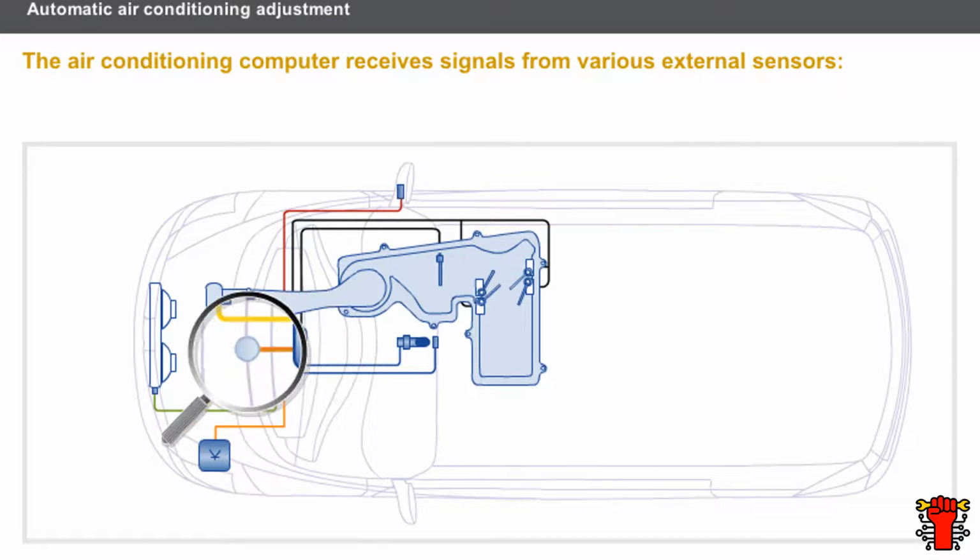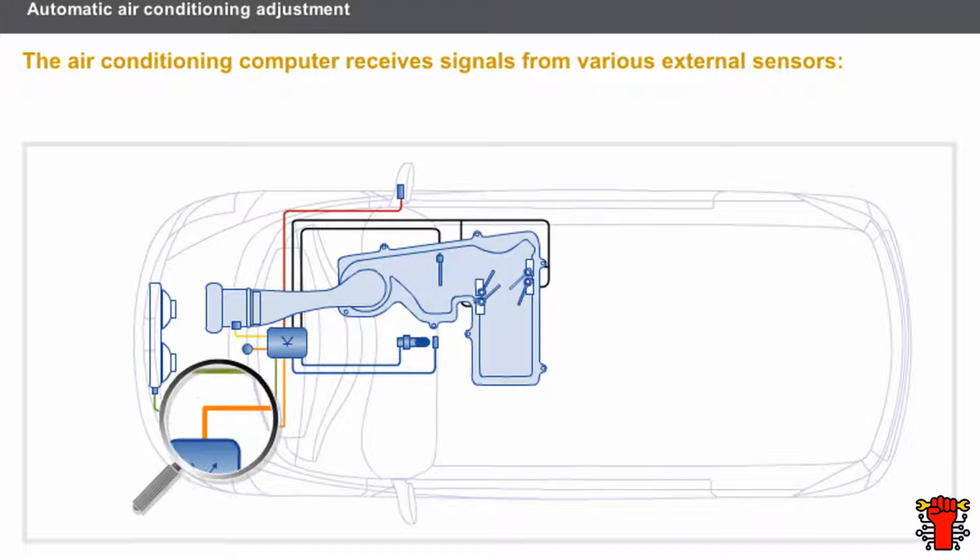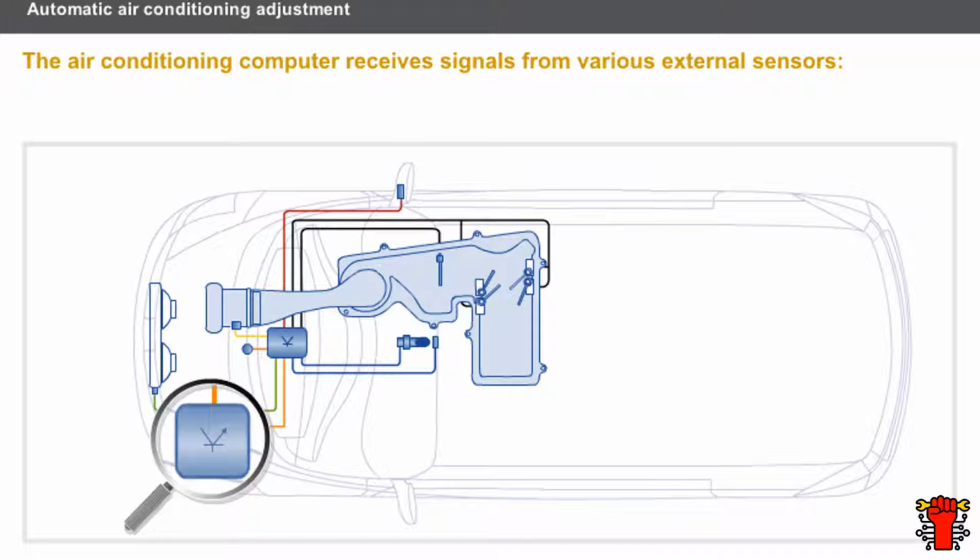The solar radiation sensor is a photoresistive type sensor located in the center of the dashboard. Its role is to let the computer know the intensity of the sun's rays. Its resistance is proportional to the solar radiation. The ABS computer is located with the ABS hydraulic unit. Its role is to let the air conditioning computer know the vehicle speed.